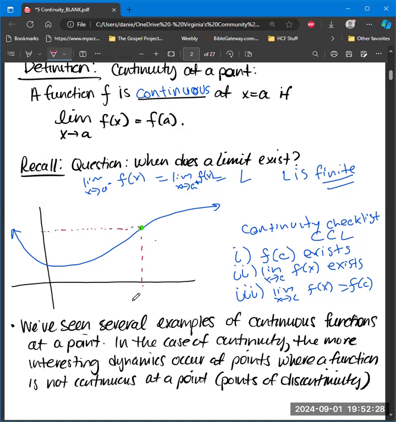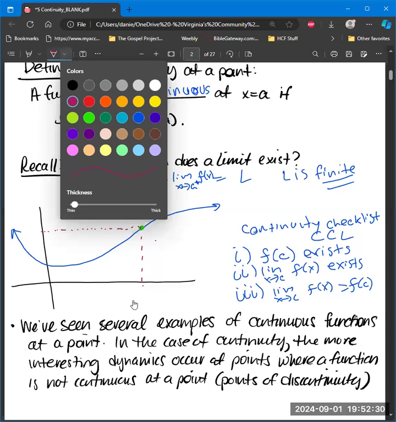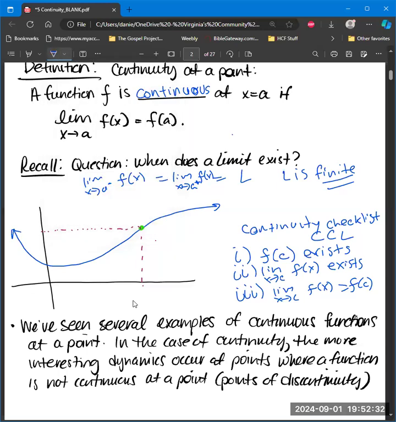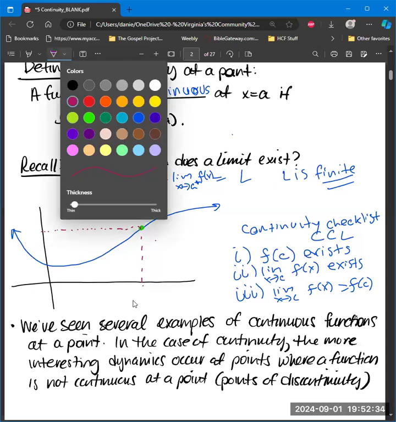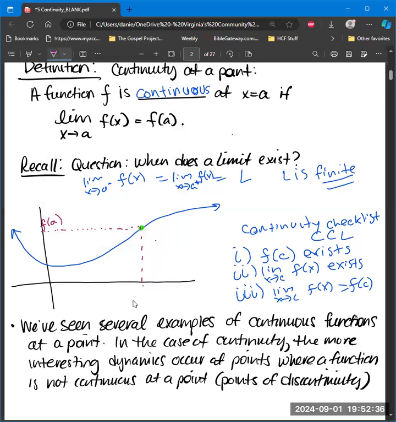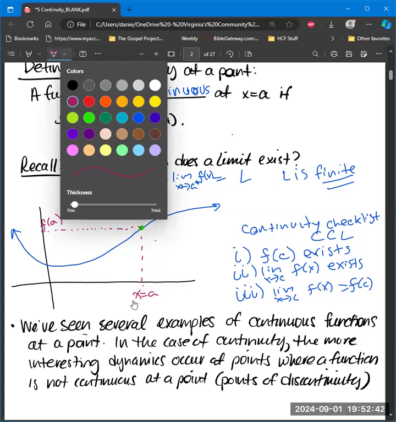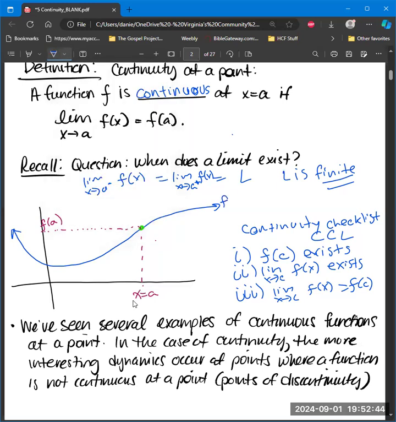And that value there is going to be f of a here. And this is x equals a, that dotted line. This function here is f of x. So we see that the limit as I approach x equals a from the left and the right is f of a, and f of a exists here.